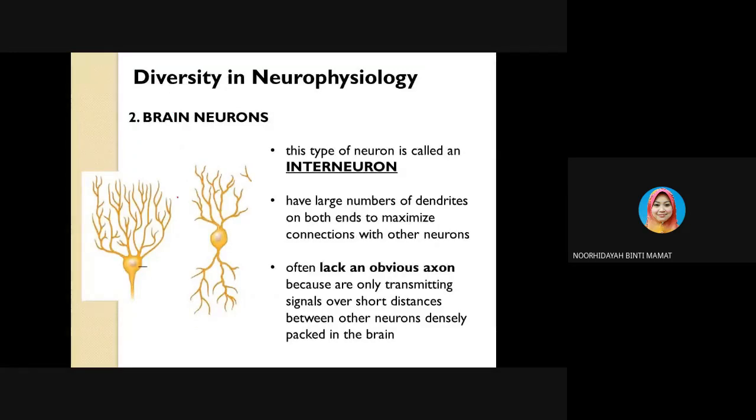We also have the brain neuron. The brain neuron is a type of neuron called the interneuron. They have a large number of dendrites on both ends to maximize the connection with other neurons. You can see from here they have a large number of dendrites, and they often lack an obvious axon, so there is no long axon visible, because they are only transmitting the signal over short distances between other neurons densely packed in the brain. All of these neurons can only be found in the brain, and they lack an axon.